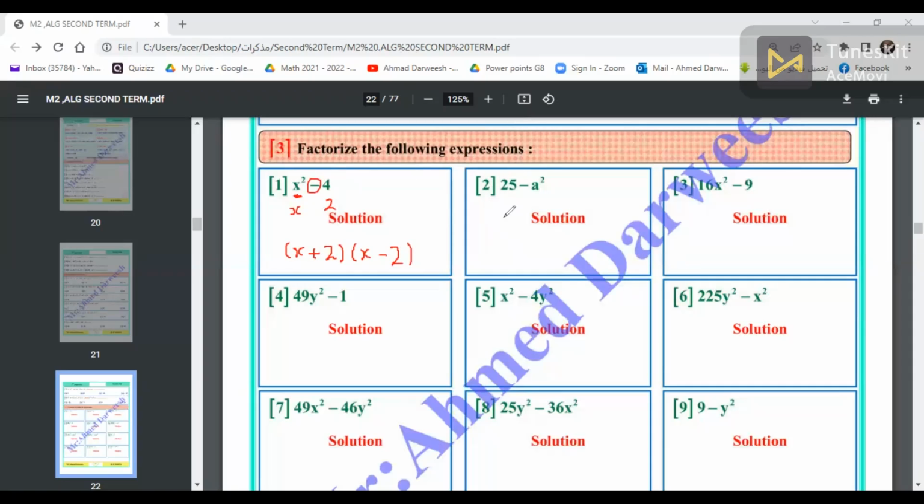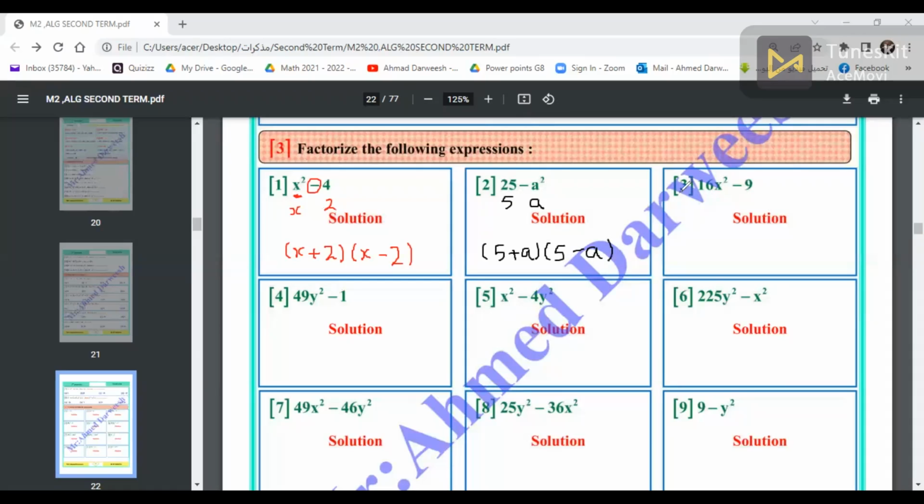Can you help? Yes. Good. The root of 25 is 5, and the square root of a squared is a. So, let's make it again, one of them positive and the other negative. Now 5, a, 5, a, and we are done. Yeah, it's that simple. Now it's your turn.